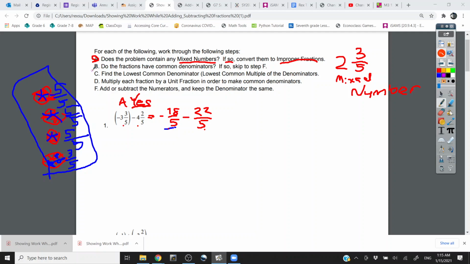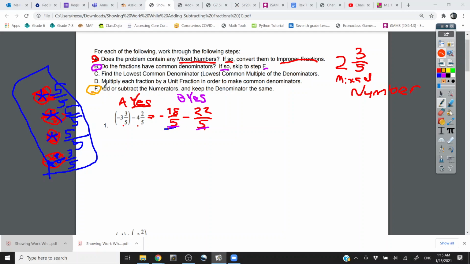Step B. Step B says, do the fractions have common denominators? So this denominator is 5, this denominator is 5. Those are common denominators. They both have denominators of 5. If so, so for part B, I should say, yes, they do have common denominators. If so, skip to step F, which should be step E. So I'm going next, just skipping to step E.